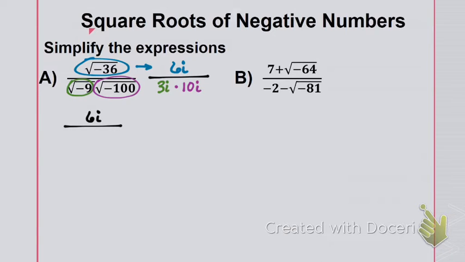Multiply and then use the i squared thing. Yep. So I have 30i squared. I squared, though, is negative 1. So what is the denominator actually? Negative 30.